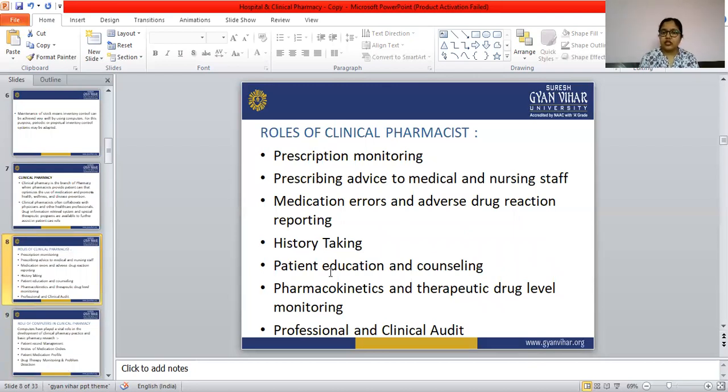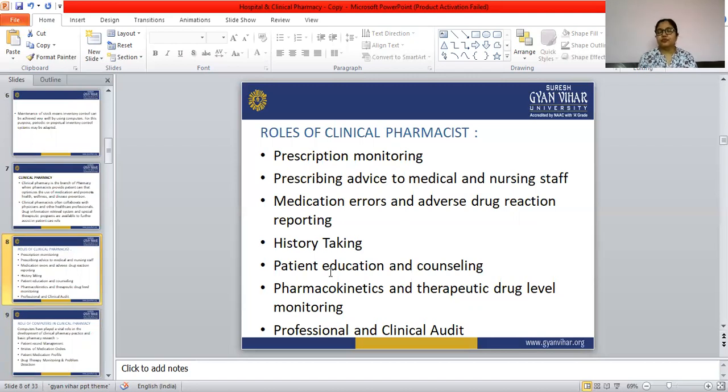If there is any medication error or adverse drug reaction, the clinical pharmacist has to report it. This is again the duty of the clinical pharmacist: to report medication errors and adverse drug reactions. History taking is also a role of the clinical pharmacist, where we take the history from the patient.